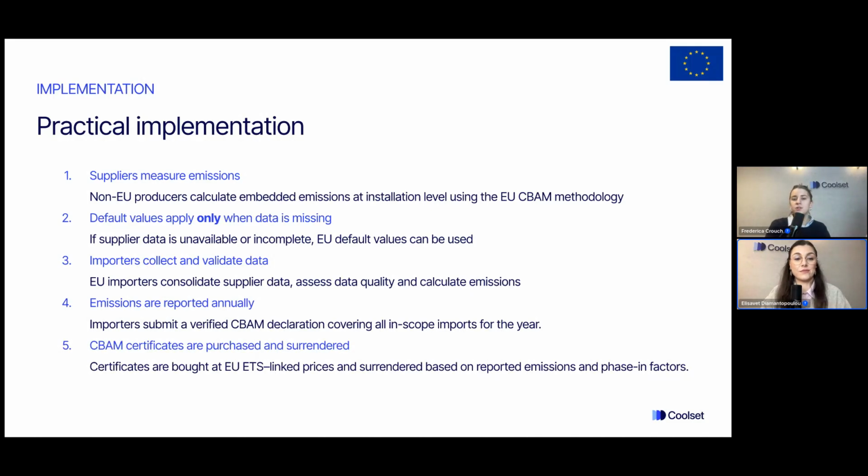And then importers, so those importing into the EU, collect and validate this data from their suppliers. They make sure it's of high quality and they calculate the emissions. And then these emissions are reported annually. So that's the 2027 September report for 2026 data. So you have 9 months to get all your data from the previous year together and report on it. And finally, you purchase CBAM certificates in line with the amount of emissions you're importing.